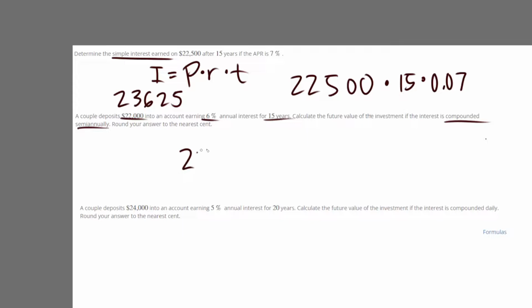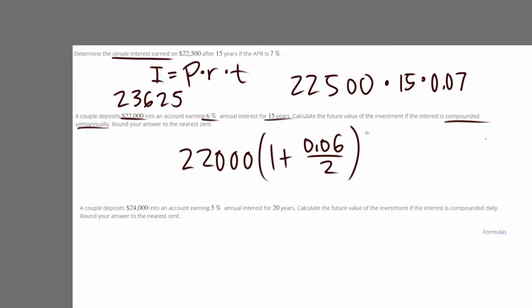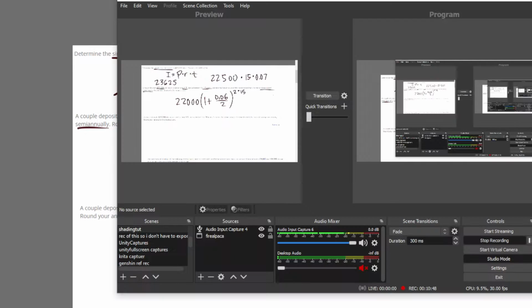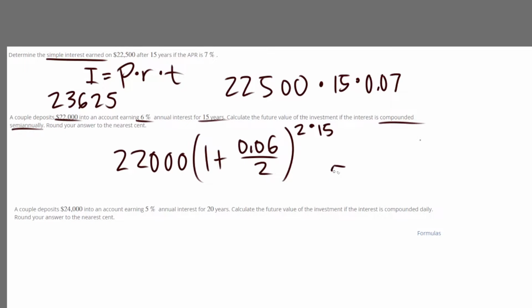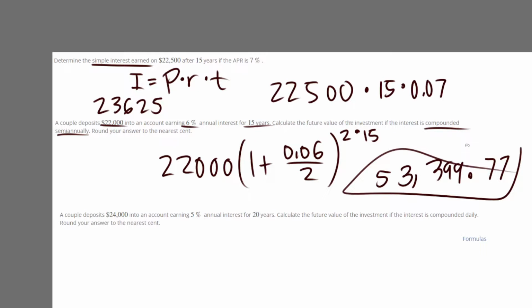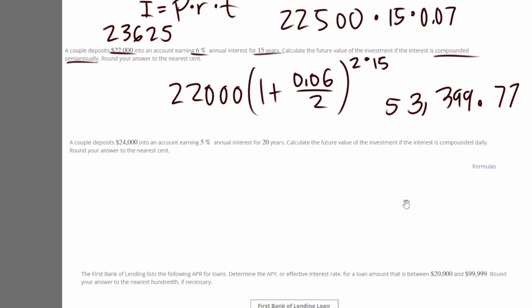So it gives us our principal, it gives us our rate, it gives us our time. So 22,000 times 1 plus 0.06 divided by semi-annually, so 2, to the 2 times 15. And when I plug that into my calculator, I get $53,399.77. Now, it seems like a big amount, but it is correct.